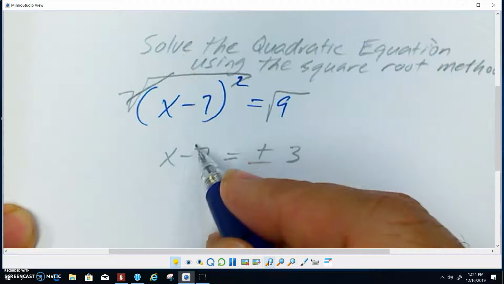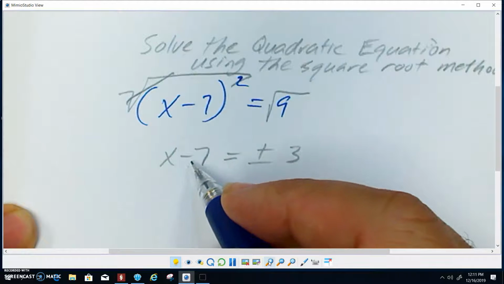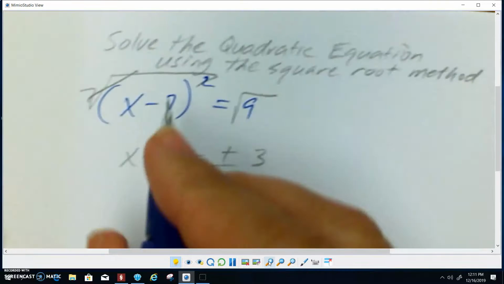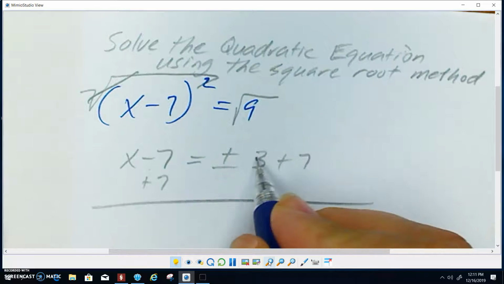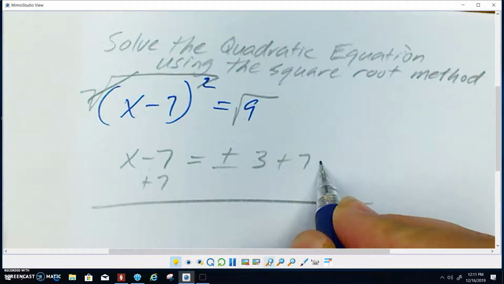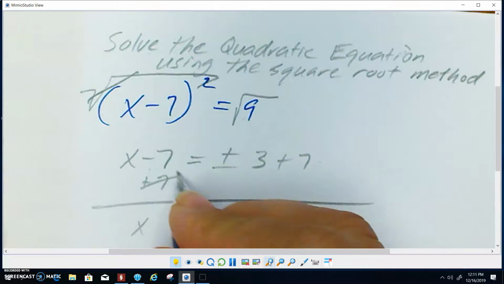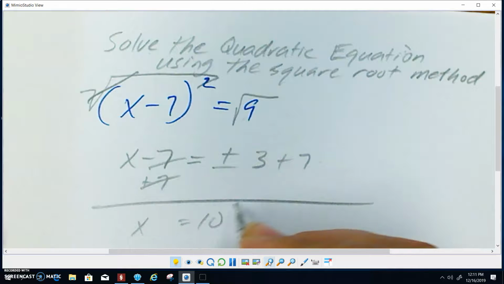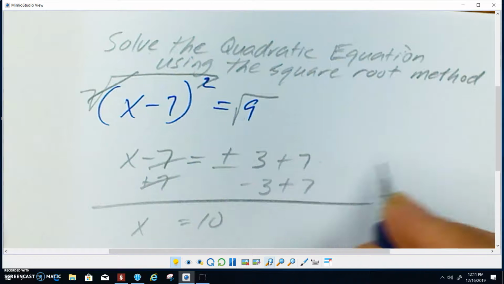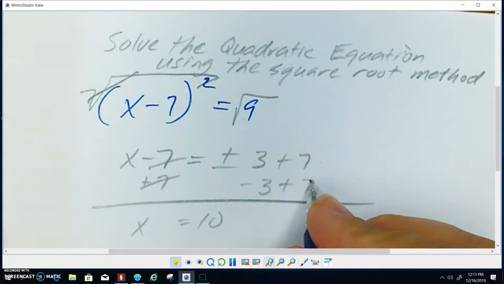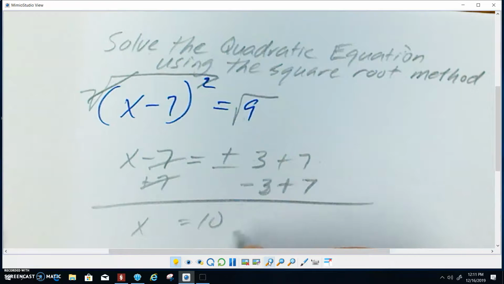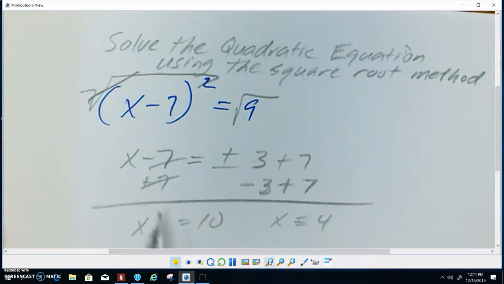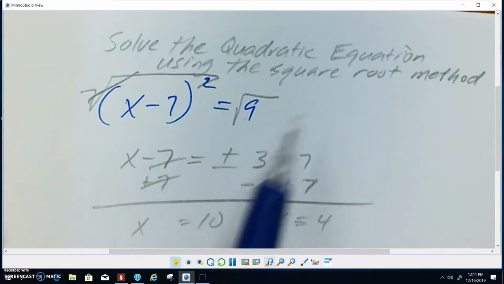Okay? What's the inverse of subtraction? So we're going to add 7 to both sides. What's 3 plus 7? 10. What's negative 3 plus 7? What is it? 4. It's 4. So x is going to be equal to 4. So these are your two answers. And that's how you solve a quadratic equation using the square root method. That's it.